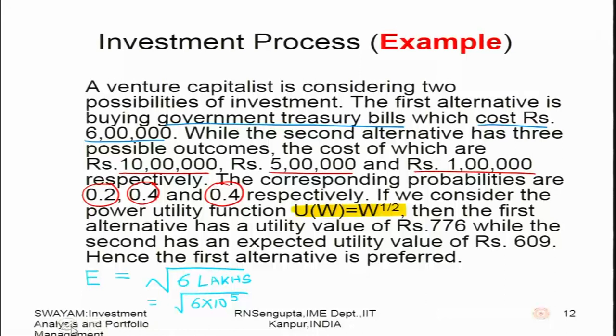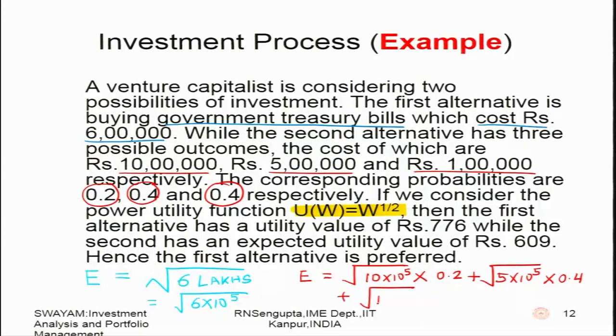And for the second case, the expected value, there are three outcomes, so it will be square root of 10 lakhs multiplied by 0.2, which is the probability. Second one, it is 5 into 10 to the power 5, because 5 lakhs, multiplied by 0.4, and the last value is 1 lakh multiplied by 0.4.